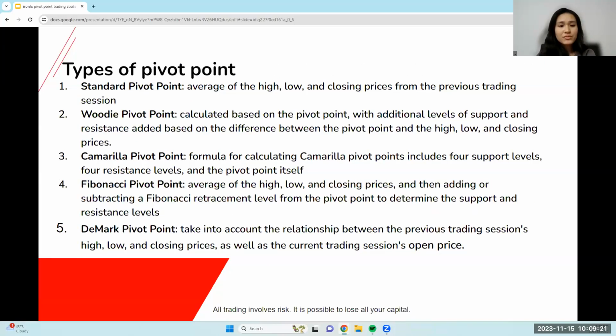So there are a few types of pivot points. Firstly, we have the standard pivot point. This method involves using a simple calculation to determine the pivot point. That's basically the average of the high, low, and closing prices from the previous trading session. And then the support and resistance levels are then calculated based on the pivot point.